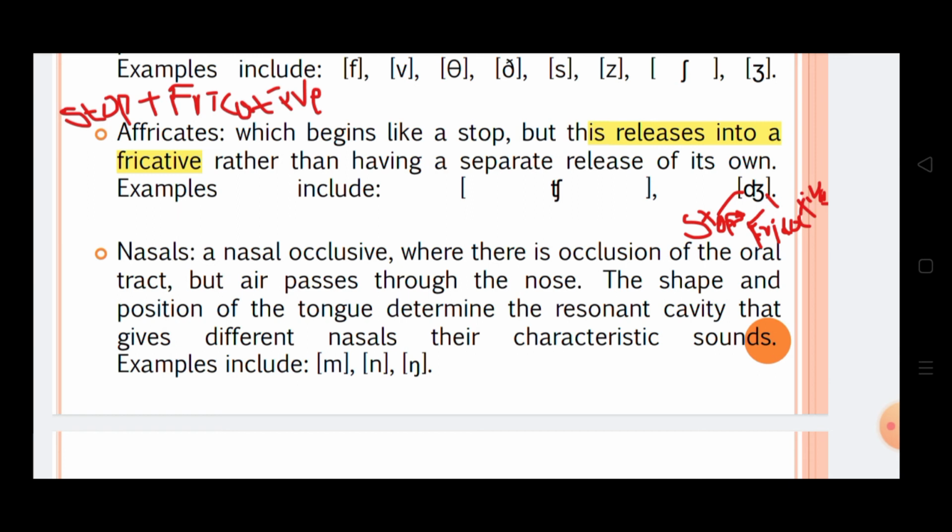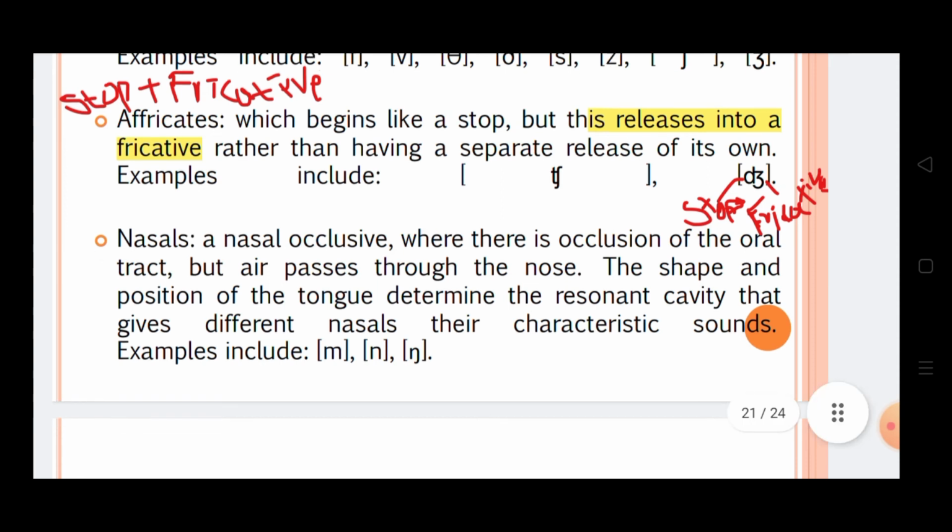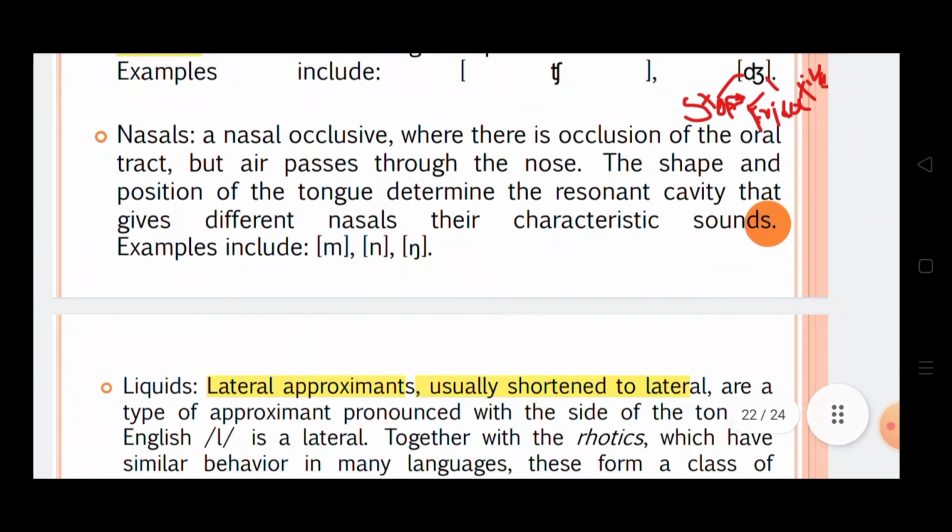So these are affricates. Here you can see that the first part is a stop, the second part is a fricative, combined together to make an affricate. And nasal sounds: a nasal sound refers to the flow of air through the nasal cavity when the oral cavity is blocked, so it results in nasal sounds. In English we have three nasal sounds, which are m, n, and ing.